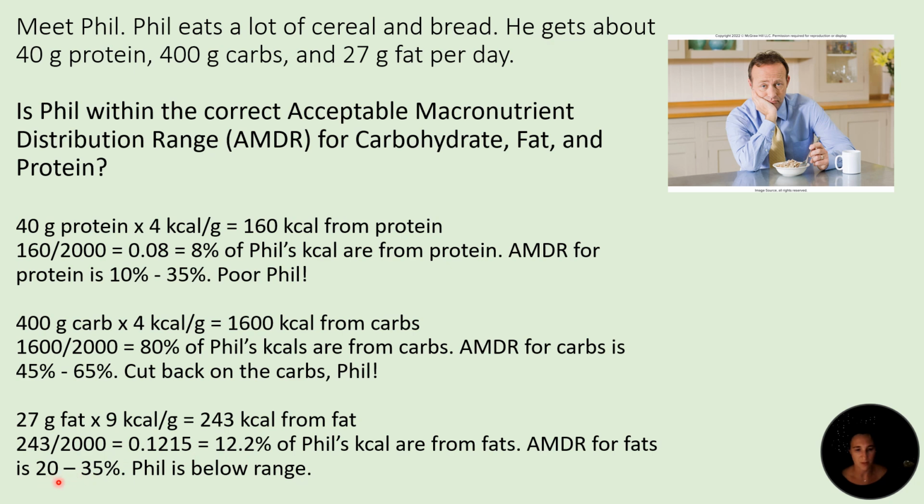So if we look at the AMDR, he should be between 20 and 35%. Between 20 and 35% of his kilocalories should be from fat, and he's only at 12%. So he's too low. Phil needs more fat in his diet, he needs more protein in his diet, and he needs less carbohydrates. So from these numbers we would be able to figure out how Phil can increase his fat and protein content in his diet and decrease carbohydrates. So there's an example of how you would use AMDR to figure out if you're in the correct AMDR range for carbohydrates, fats, and proteins.